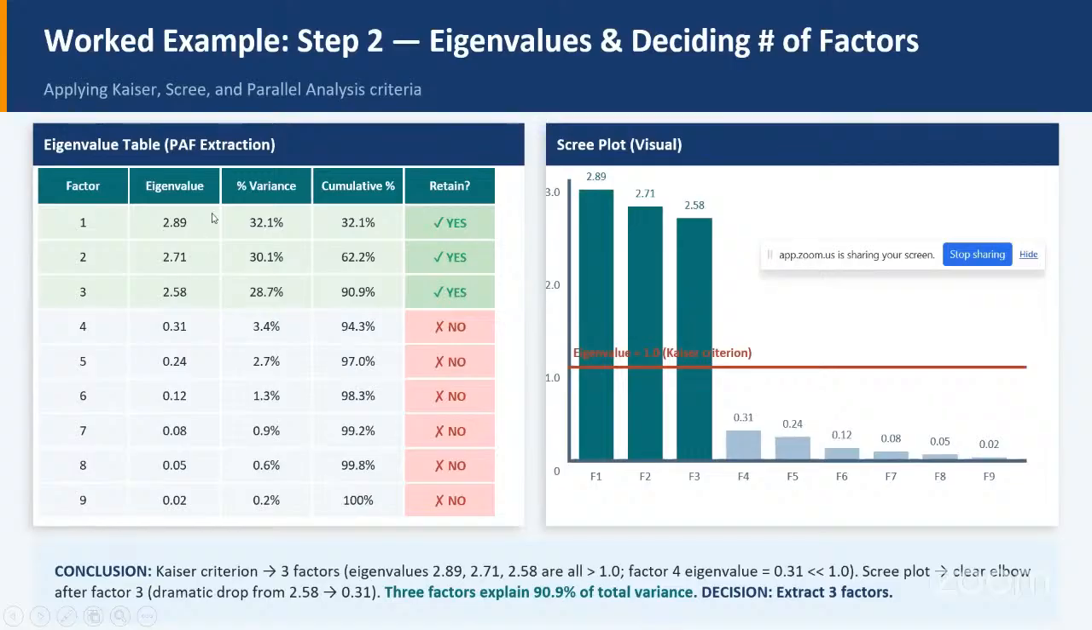So you can see the variance explained, right? For all of these cases, these are less than 5. So we shouldn't consider all of these things. Our decision is to extract only the first three factors, nothing else.